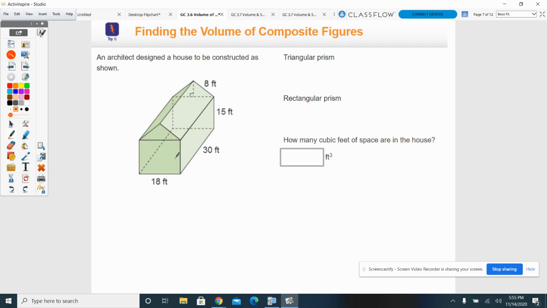Here's another house. So we're going to do the box first, which is not too hard. That's 18 times 30 times 15. And I'm getting 8,100. Now, the triangular prism is a little bit trickier, but we know it's a triangle. I said trickier. Did you hear that? It's a triangular prism. So we need to find the area of the triangle times the height.